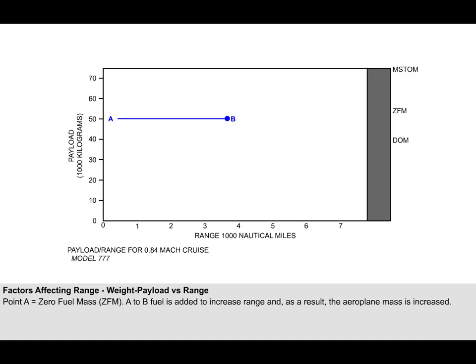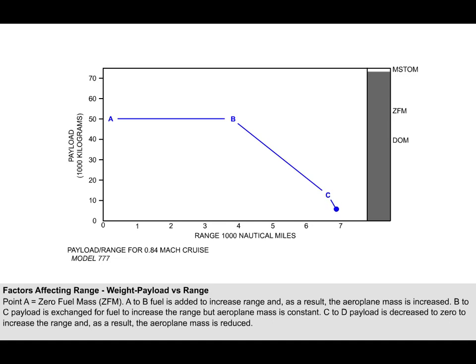To increase range further, more fuel must be added. But since the maximum mass has been achieved, the only way to add more fuel is if some of the payload is exchanged for fuel. Now the marker will start to move down and right. This shows that range is increasing, but the payload is decreasing. Swapping payload for fuel in this way can only continue until the tanks are full, as shown by point C.